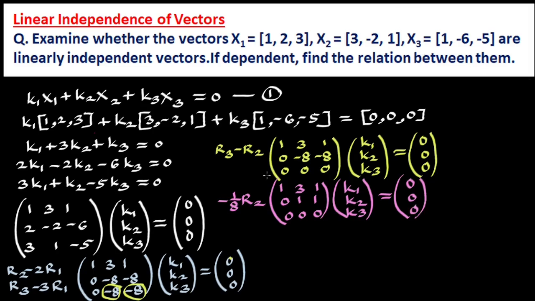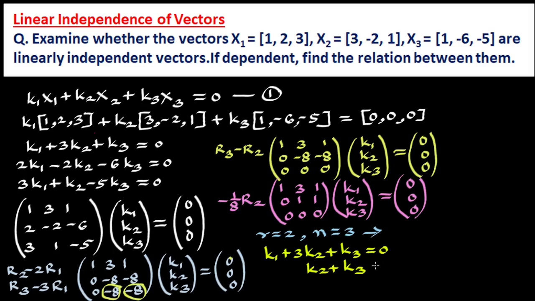Here this coefficient matrix is in the row echelon form with rank r equals 2 and number of unknowns 3, which gives non-trivial solution. So we have to write the values of k1, k2, k3 in terms of t. Before that we write from this k1 plus 3k2 plus k3 equals 0, k2 plus k3 equals 0. So vectors are linearly dependent.